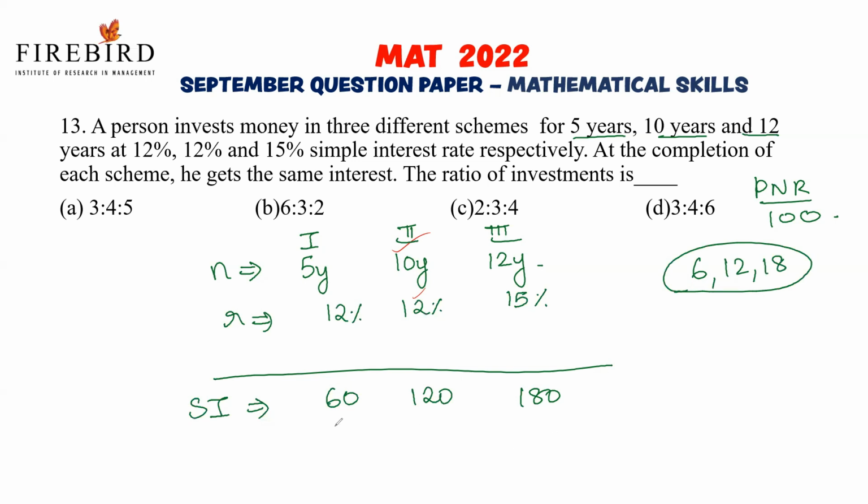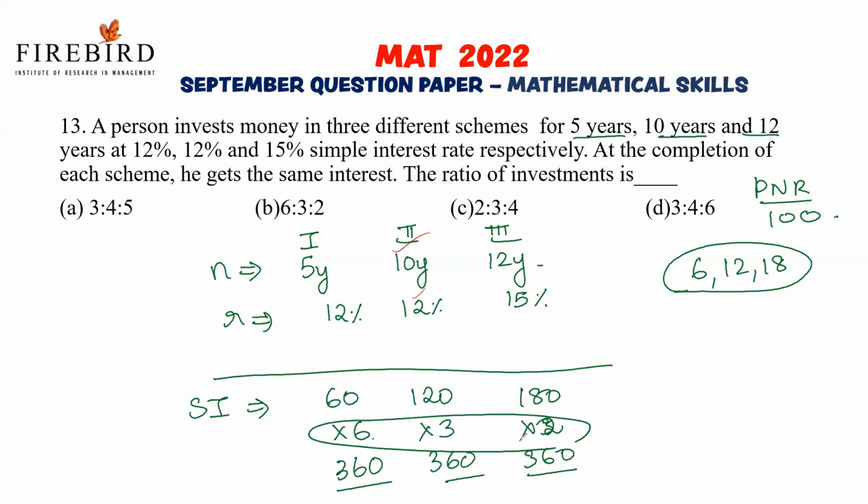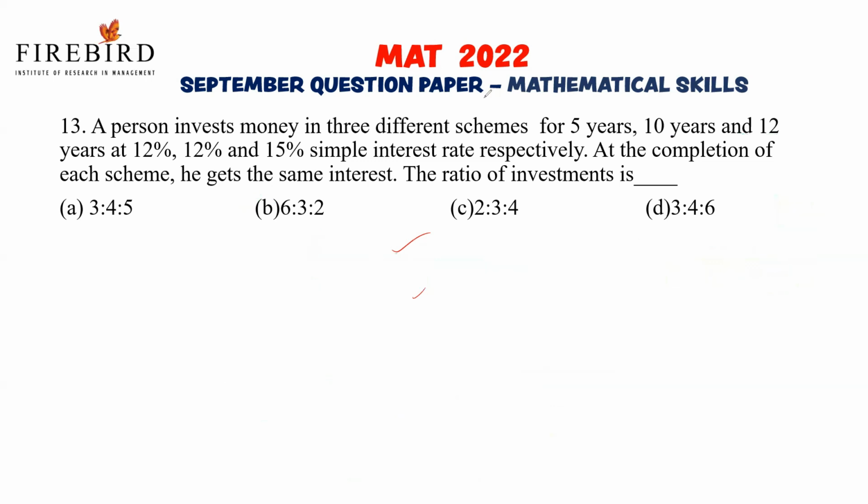I should get 360. So if I multiply 60 by 6, I'll get 360, and with 3, I'll get 360, and with 2, I'll get 360. So now you get the same amount of simple interest. So the investment should be in the ratio 6 is to 3 is to 2 in order to get the same simple interest at the end of the 3 schemes.